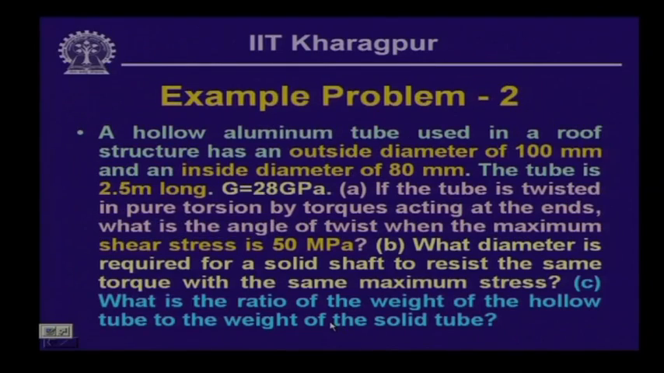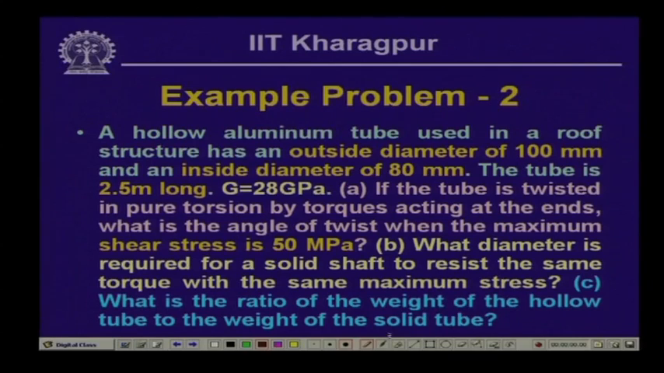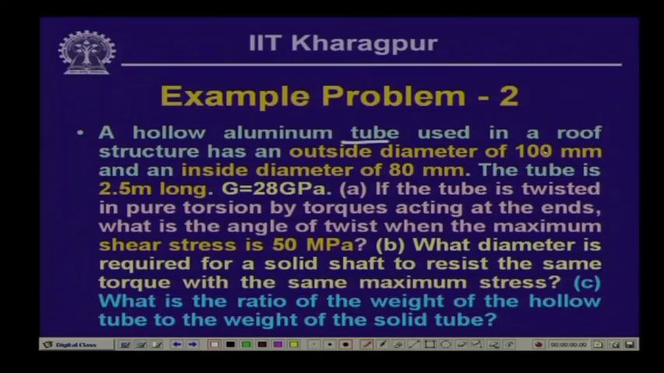Now, let us look into another example. In this example we have a hollow aluminum tube. This is interesting. In fact, this is discussed in light of the problem which we have discussed today. It is a tubular section. So, we can make a comparison between a solid section and a tubular section. Now, a hollow aluminum tube used in a roof structure has an outside diameter of 100 millimeter and inside diameter of 80 millimeter. The tube is 2.5 meter long. The shear modulus is given.